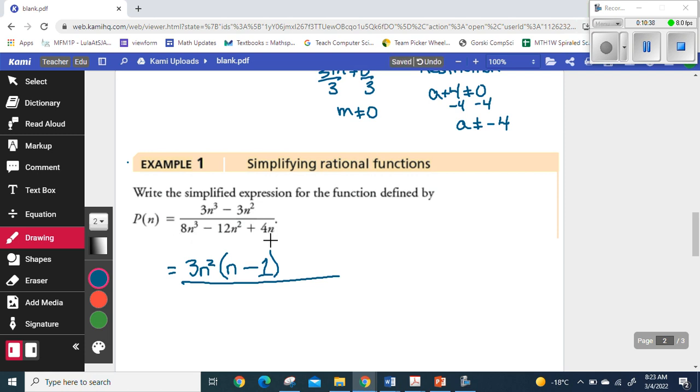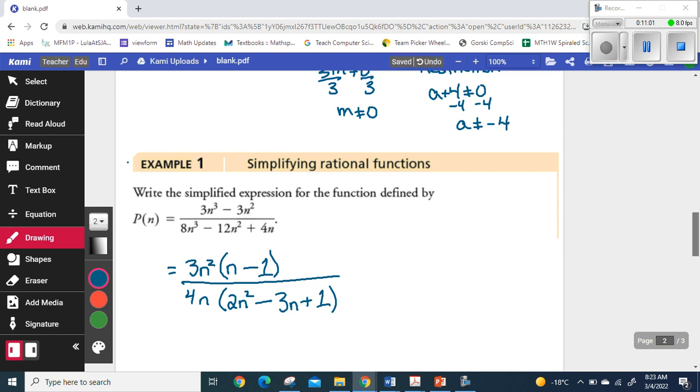Oh, 4 goes in everything. Oh, and n goes in everything. Okay, let's take out a 4n. Who's left? 4 goes into 8 twice. N goes into that n squared. Minus 4 goes into 12 3 times. N goes into n squared, so I've got an n left. Plus 4 goes into itself once. N goes into itself once, so we're done.